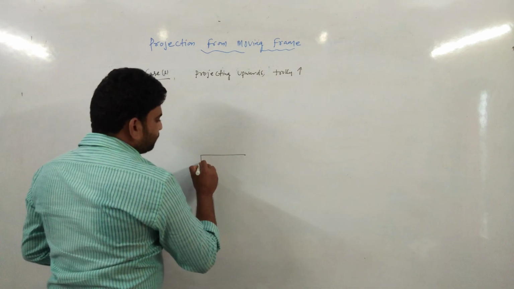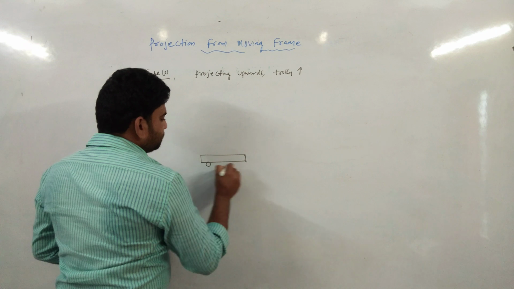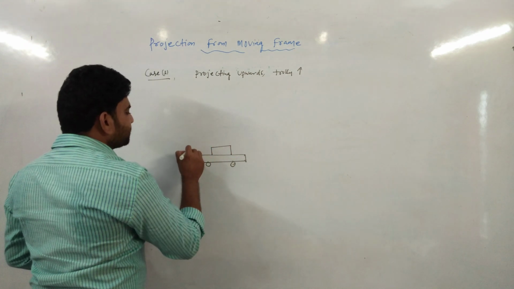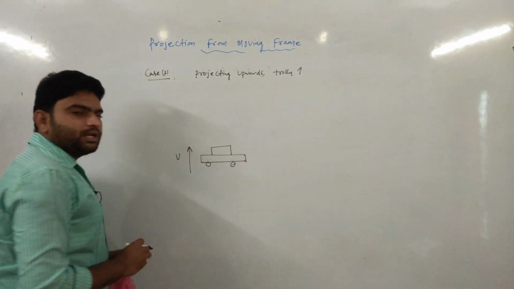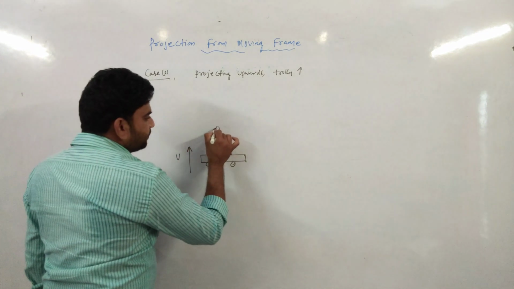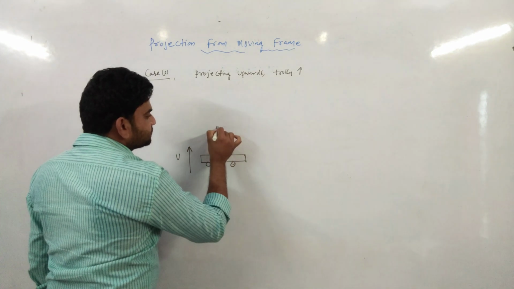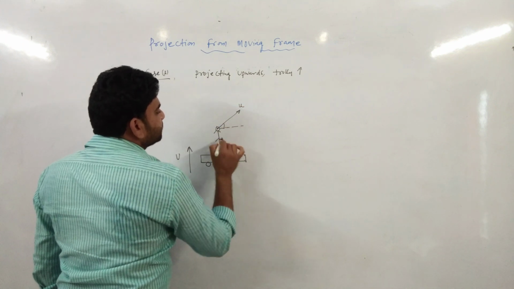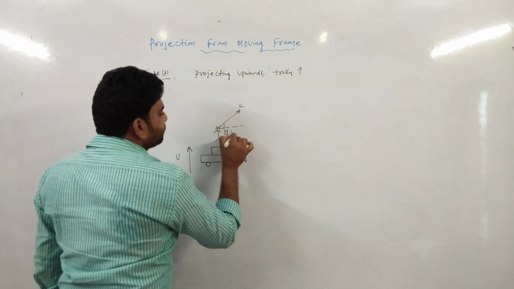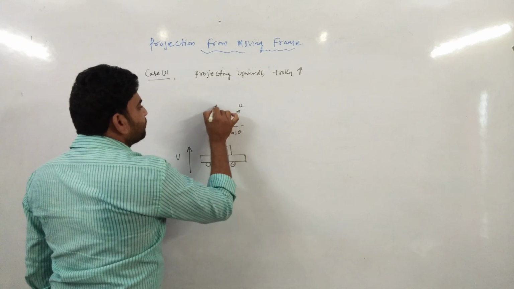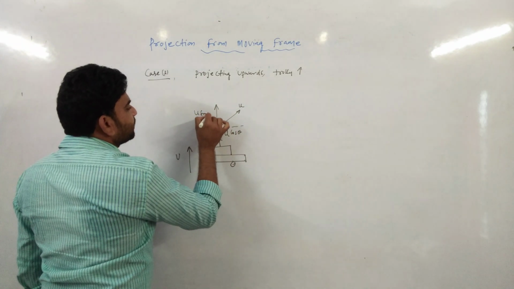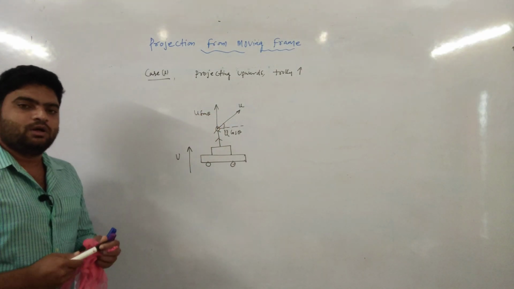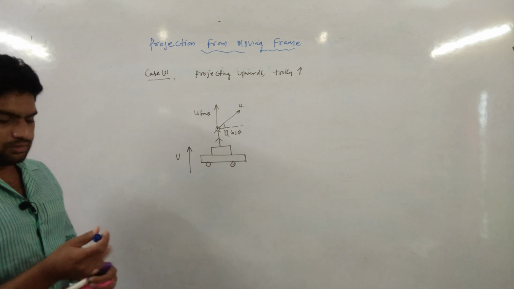Now say this is my trolley again, and imagine this trolley is moving with a velocity v in the upward direction, and here one person is throwing a ball with a velocity u in the upward direction. Then the horizontal component becomes u cos theta, and my vertical component becomes u sin theta, you already know, right? In this case also we are supposed to calculate the projection with respect to ground.